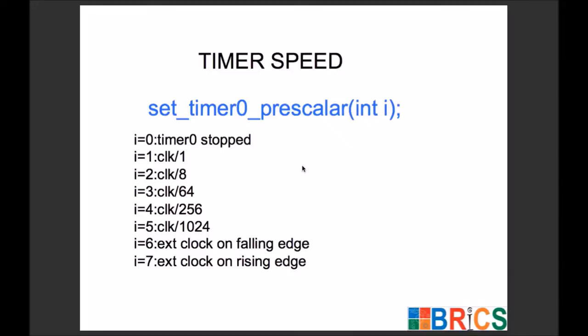In these two conditions we can give an external clock on the pin called T0. You will find this pin on port B. On the T0 pin we can give an external clock to make TCNT0 increment. In case of prescaler equal to 6, the increment will be on the falling edge, and in case of 7, the increment will be on the rising edge.